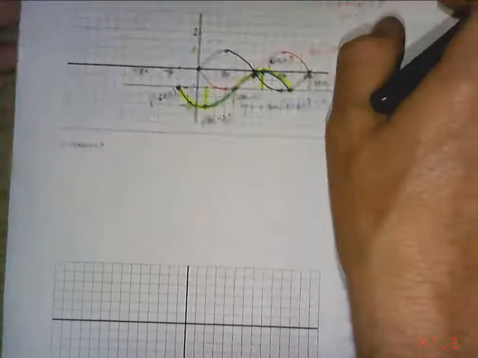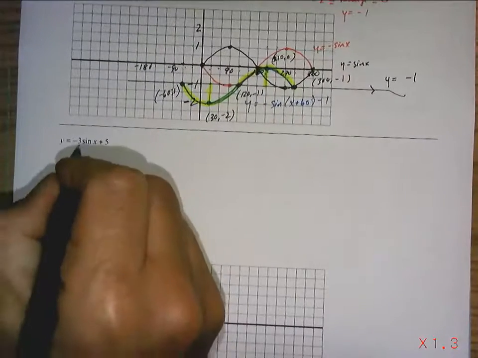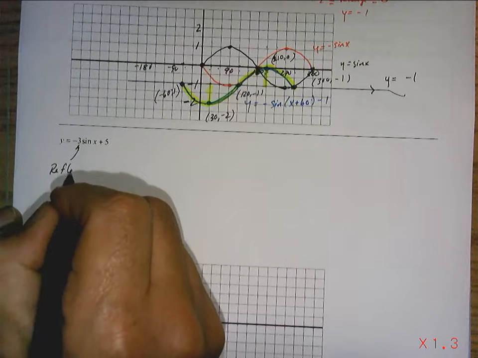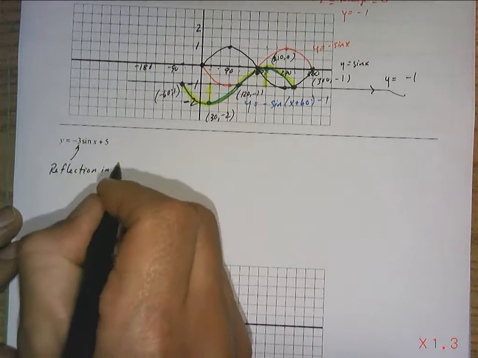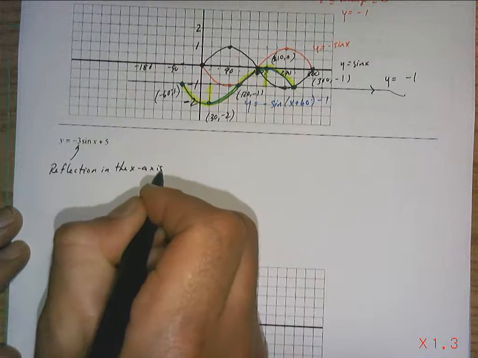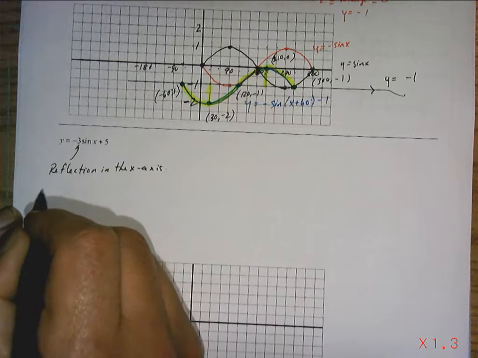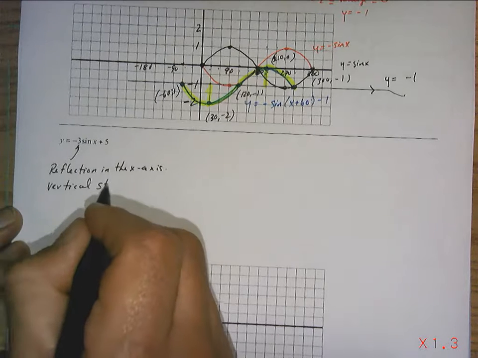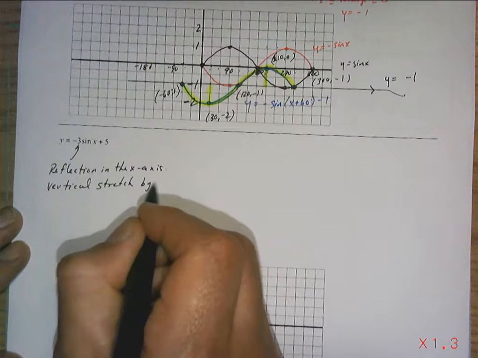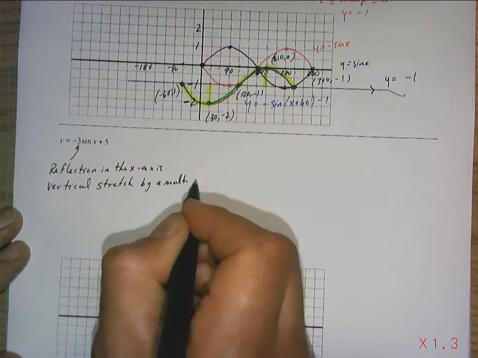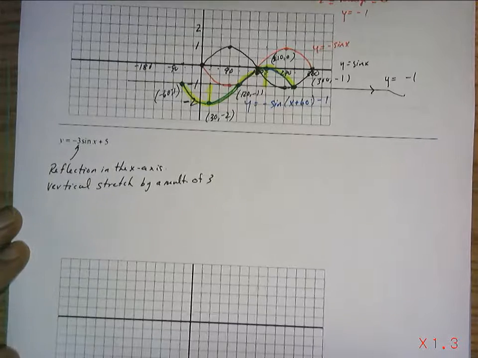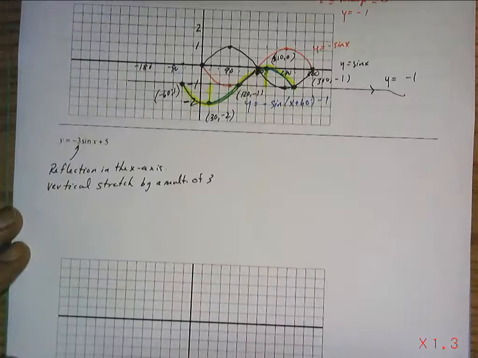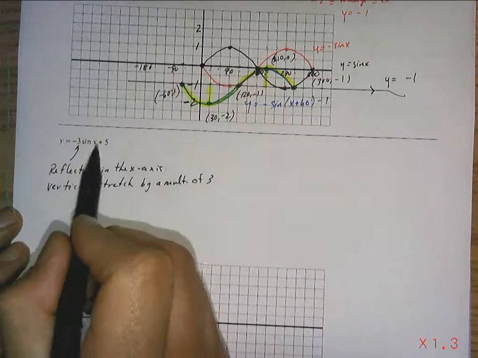Okie dokie, last one. Exciting. So let's state the transformations. I have a negative, so there is a reflection in the x-axis. There's a 3 there, so there's going to be a vertical stretch by a multiple of 3. So what's that going to do? That means my amplitude's going to be 3. It's going to go up to 3 and down to negative 3 if it was just the sine curve.